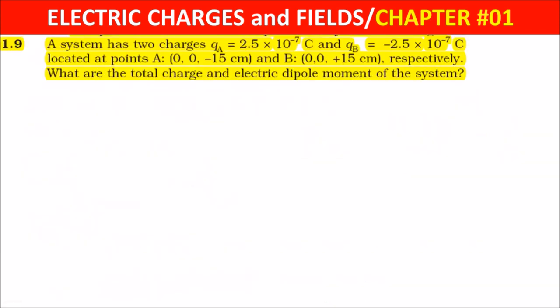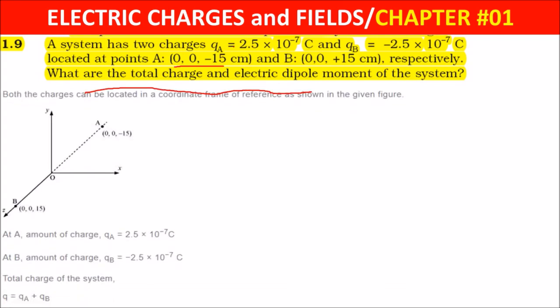Question 9. A system has two charges QA and QB located at points A and B respectively, meaning their coordinates in 3D are 0, 0, minus 15 and 0, 0, plus 15 respectively. What are the total charge and electric dipole moment of the system? So representing this system in 3D, here is the x axis, y axis, and this is your z axis. Taking negative on this side and positive on this side, so 0, 0, minus 15 and 0, 0, plus 15. So the distance between the 2 points will be ultimately 30 apart.